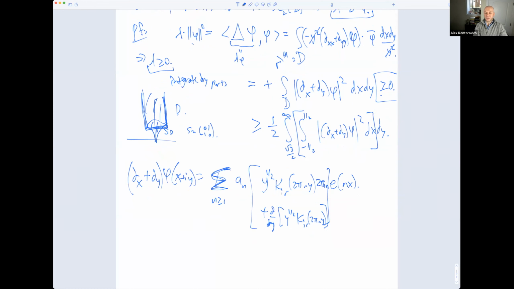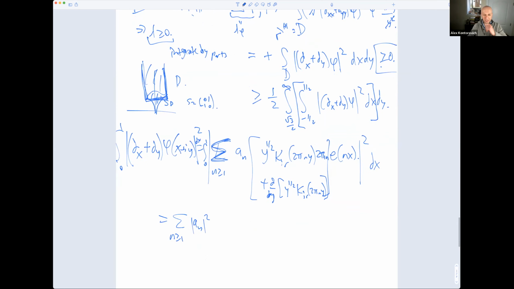Whenever I have a Fourier series for a function, if I integrate the norm squared of that function over the period, it's the same as summing. So if I take the absolute value squared of everything and integrate dx from 0 to 1, or minus a half to a half, this will be the sum over n greater than 1 of a_n squared times this thing squared.